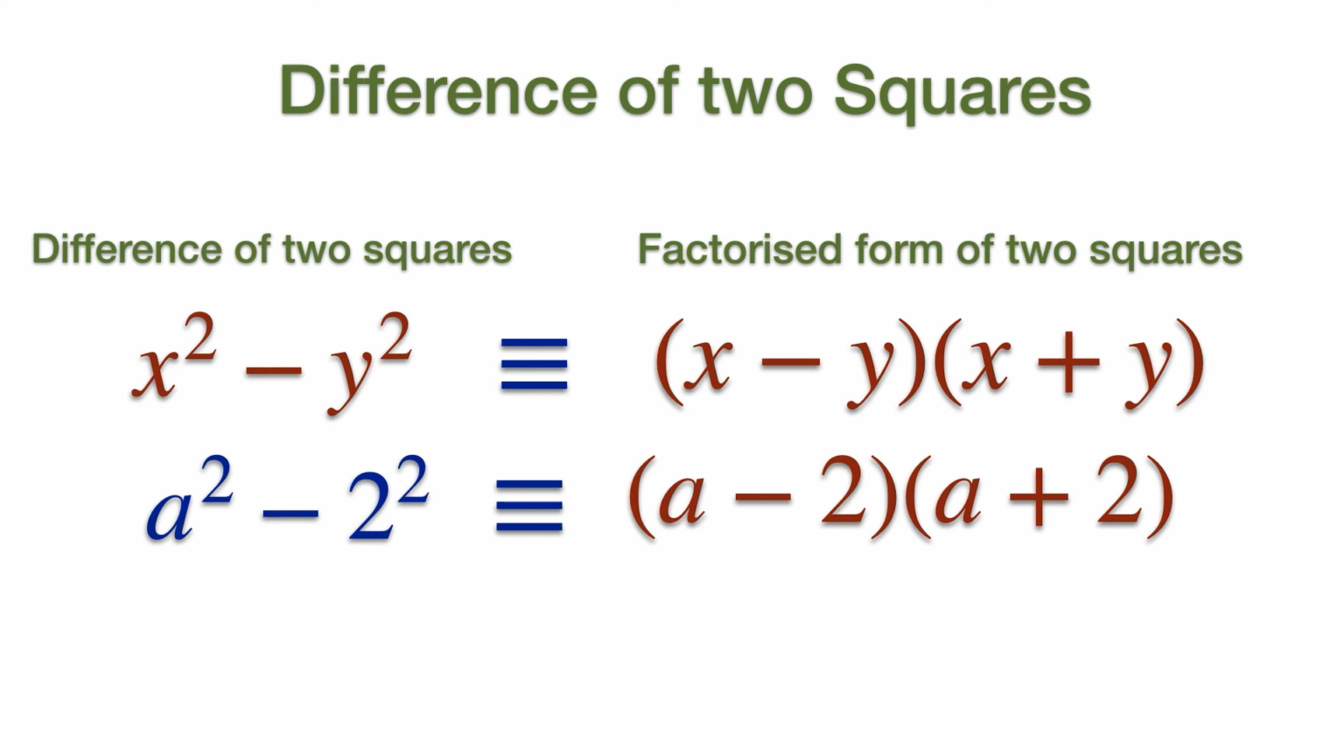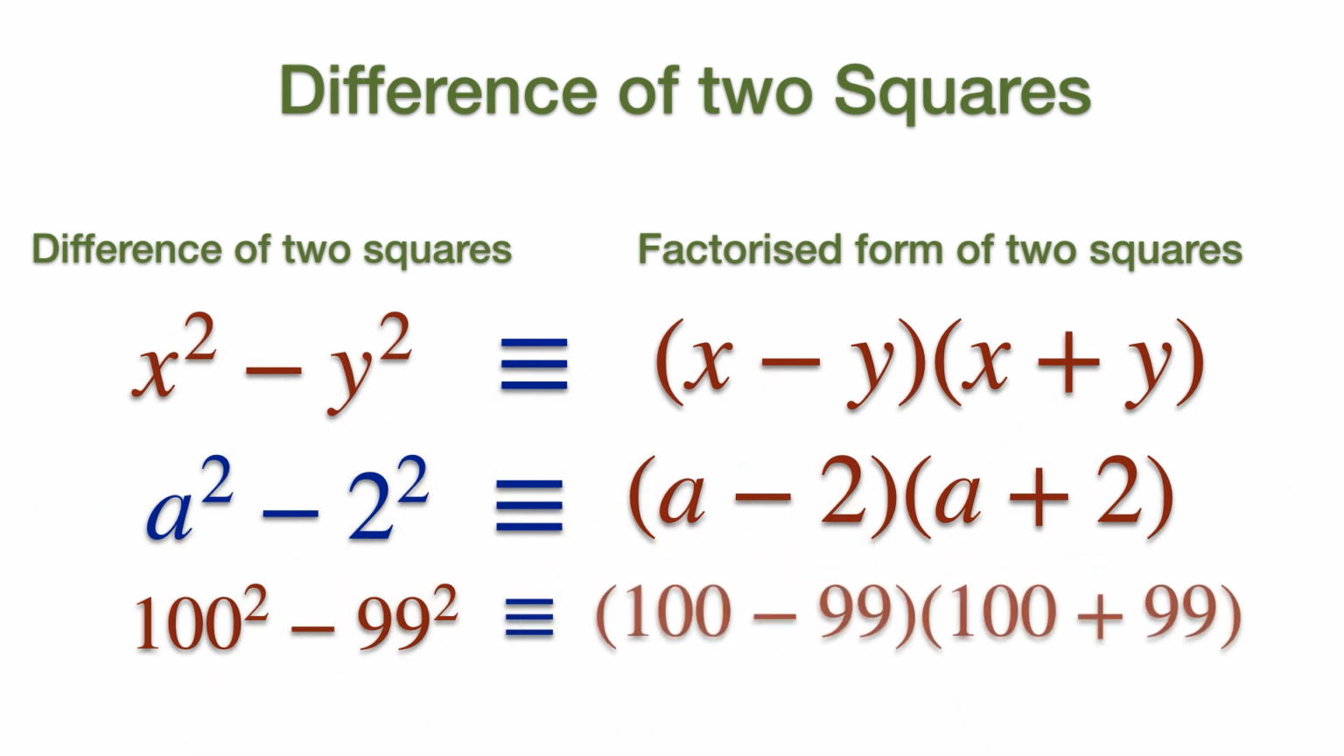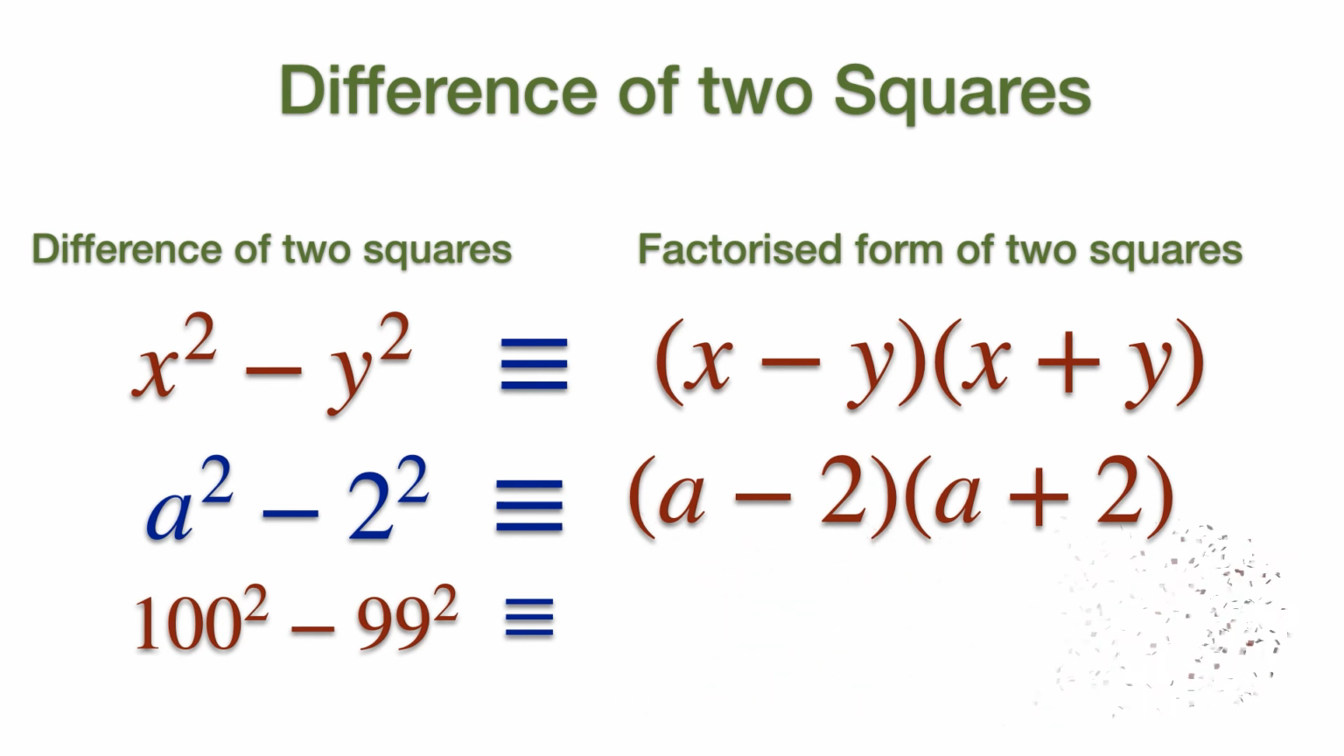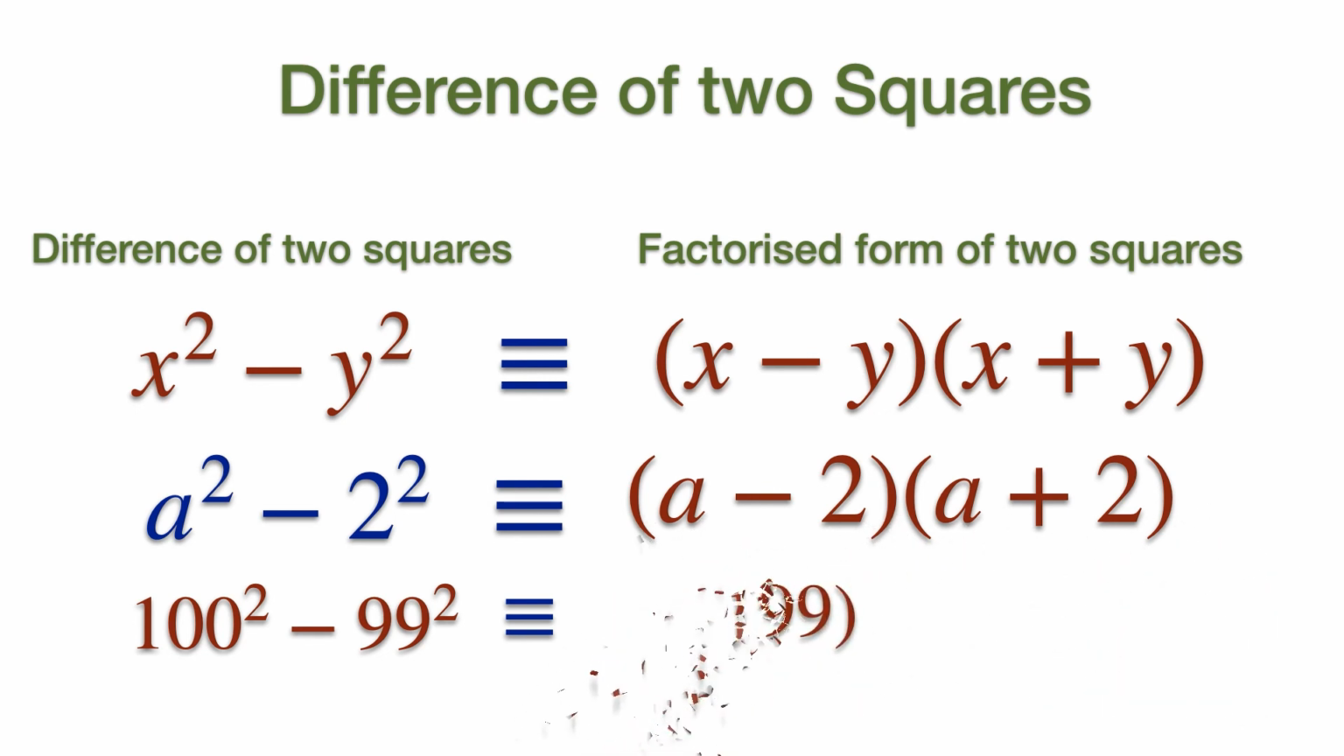We can sometimes even calculate subtraction of big square numbers with these identities. For example, if you want to calculate 100 squared minus 99 squared, we can simply apply the difference of two squares identity to put them in a factorized form. Calculating the first bracket gives 1 and the second bracket gives 199. So multiplying together gives 199. Therefore, 100 squared minus 99 squared is equal to just 199.